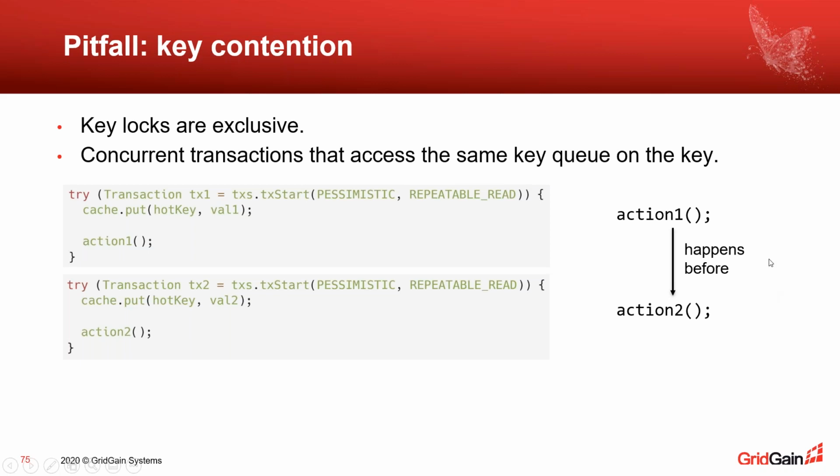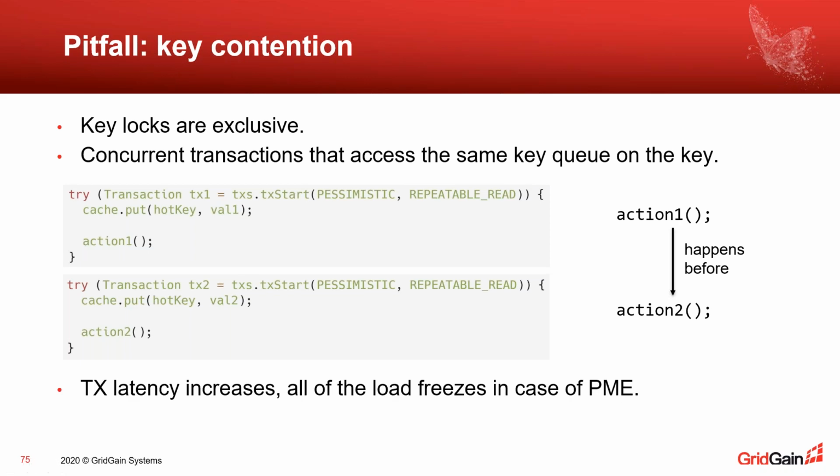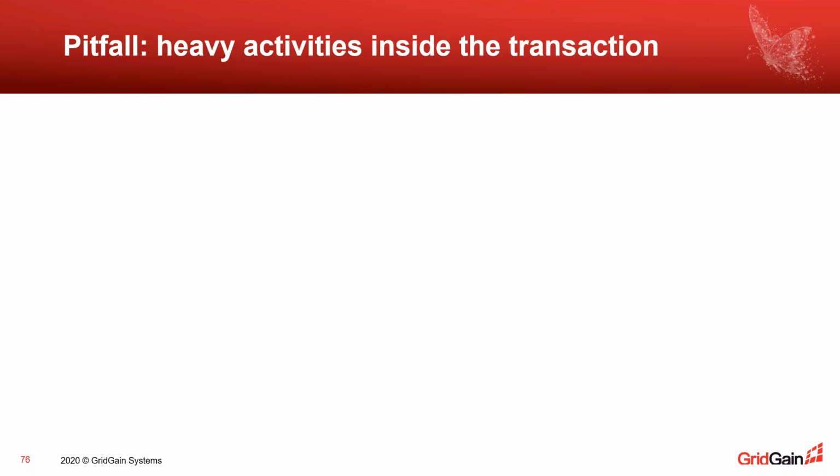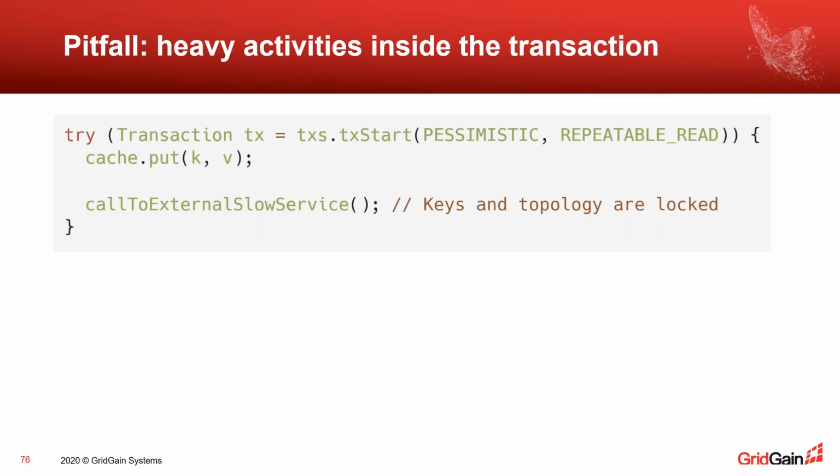There will be strict order between them, and this may imply an increase in transaction latency and an increase in the total stop-the-world time in case of partition map exchange. The next pitfall is executing really heavy activities inside the transaction. Here's an example which we have also faced. Some users tend to start transactions, get some locks, and then execute a call to some external slow service. Go to Kafka, do something else, do something heavy, go to another database, etc.